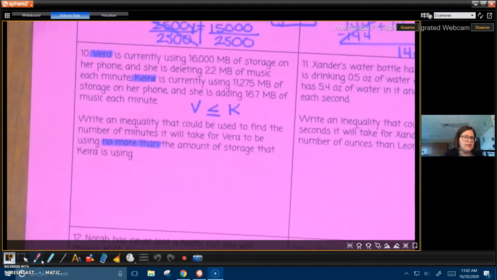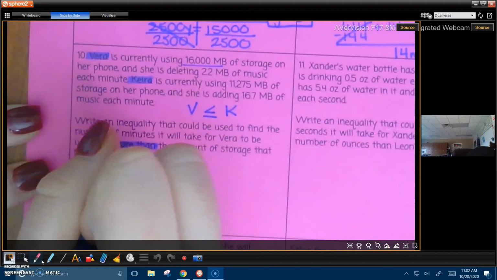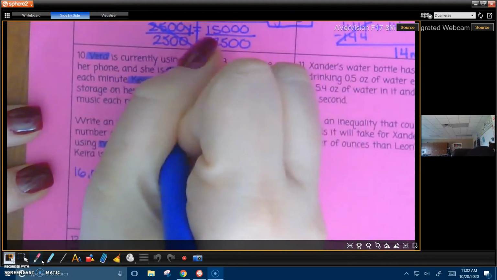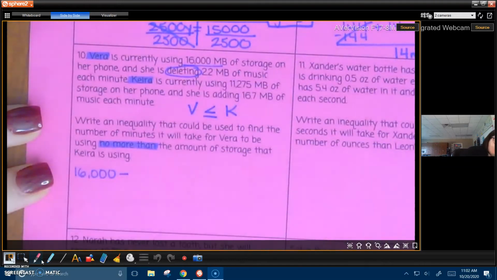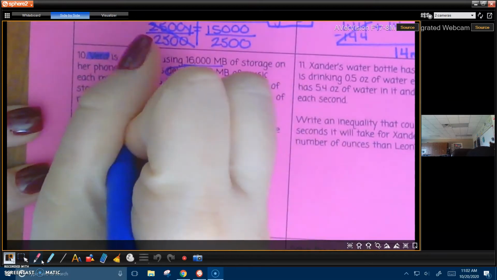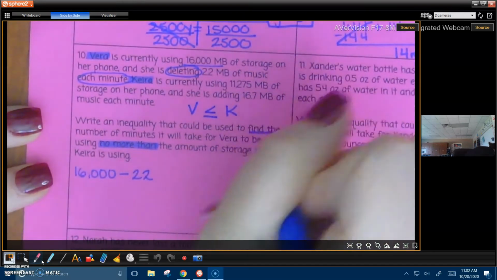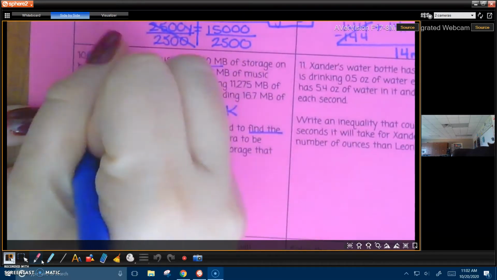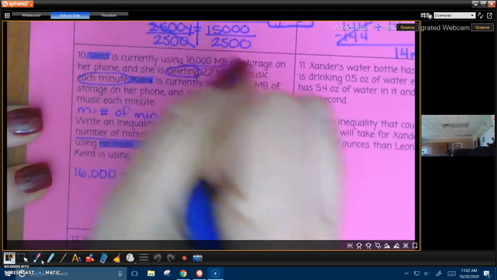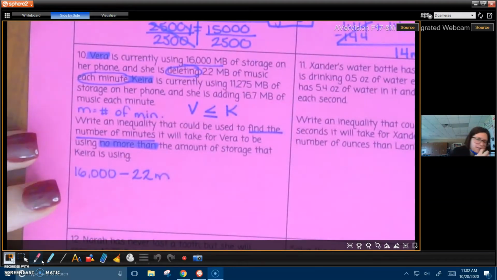So let's look at what it says about Vera. It says she's currently using 16,000 megabytes. So I'm going to write 16,000. And she's deleting. So deleting means she's taking away megabytes, and she's taking away 22 each minute. It says write an inequality that could be used to find the number of minutes. So that means our variable is going to represent the number of minutes, because that's what we're trying to find. That's the unknown. So she's taking away 22 megabytes each minute.